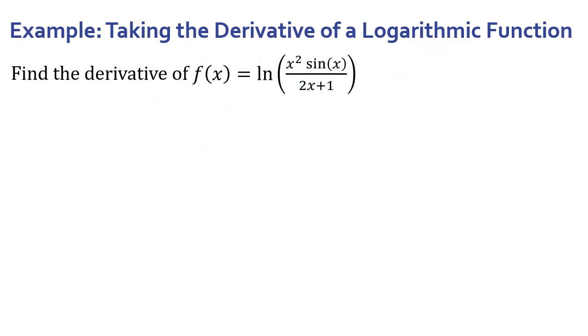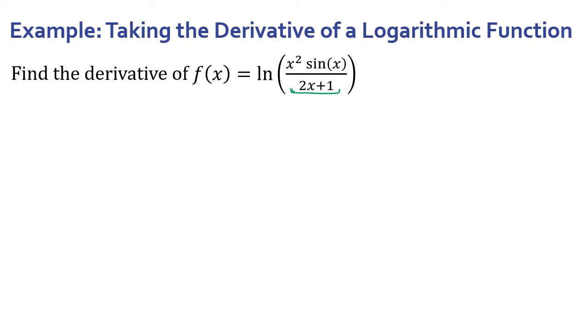All right, find the derivative of f of x equals the natural log of this entire thing, x squared times the sine of x all over 2x plus 1. Holy moly, guacamole. If I were to do it just as is, I'd have to apply the chain rule because I have something inside. And then with finding the derivative of the inside, I'm going to have to use the product rule, I'm going to have to use the quotient rule, and it can get super ugly.